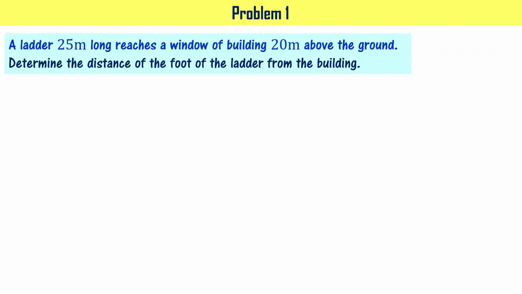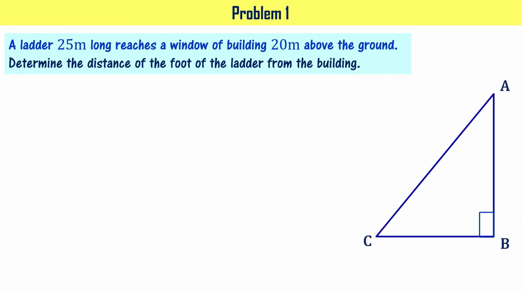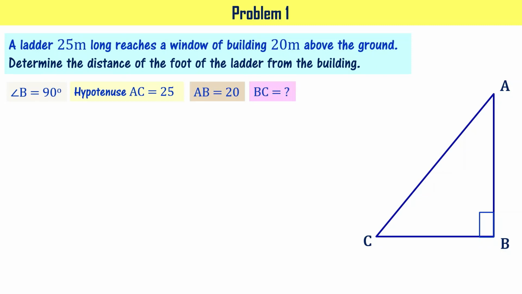In problem 1, a ladder of 25 meters long reaches a window of building 20 meters above the ground. Determine the distance of the foot of the ladder from the building. If you draw a picture, it looks like this. Angle B is going to be 90 degrees because wall AB is perpendicular to the ground and ladder AC is shown here, right? Angle B is 90 degrees and AC hypotenuse is 25 meters, right? And AB height of the wall is given, that is AB equal to 20.